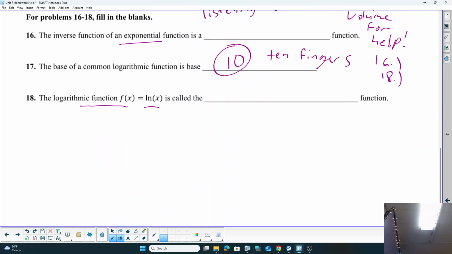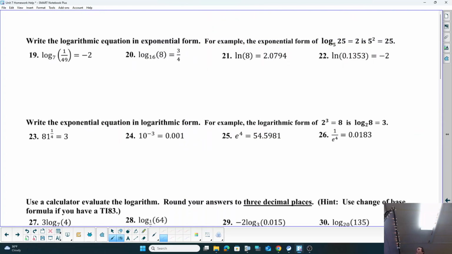Cool. Okay, so next we're going to show you how to write a logarithmic equation in exponential form. And so really we should have taught you this first because that's how I learned to graph. Sorry about that. Okay, so maybe I'll reverse teaching it next year.